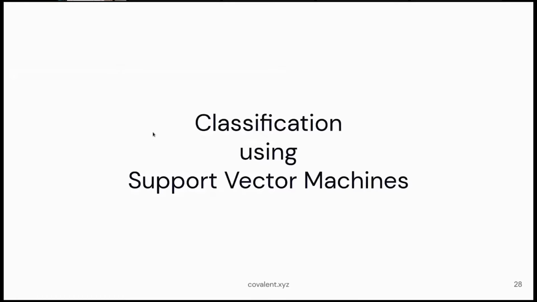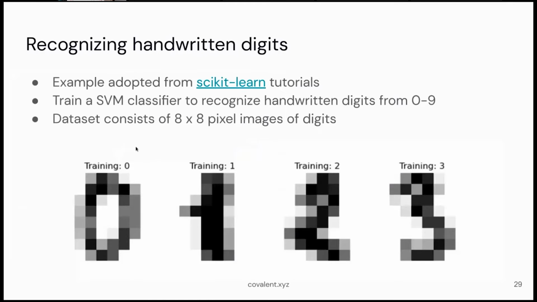Let's talk about classification using support vector machines. So this is a particular machine learning method that's quite popular. We're going to be looking at an example where we want to recognize handwritten digits. This example here was adopted from the scikit-learn tutorials. So you can go onto their documentation as well if you want to learn a little bit more about how SVMs work. We're not going to be going into the algorithmic details here about what is SVM, but really talking about what are the steps to working with an SVM classifier, and what is the data that's passed around.